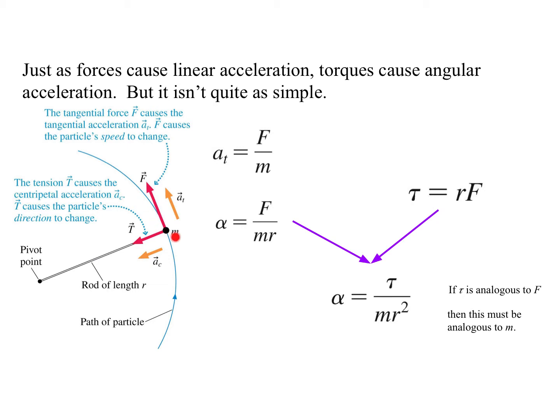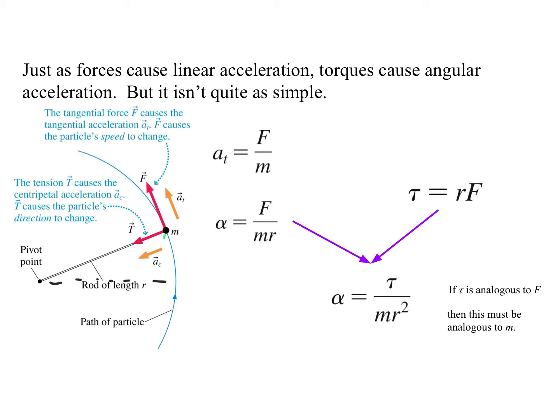But we might also be accelerating the particle forward. We might be pushing on it, and that would give it increasing speed because it would be an acceleration tangential to the circle, a sub t. And that tangential force will change the speed. From second law, we know the tangential acceleration will be the force over the mass. We also know that, let's sketch this the way we did before.